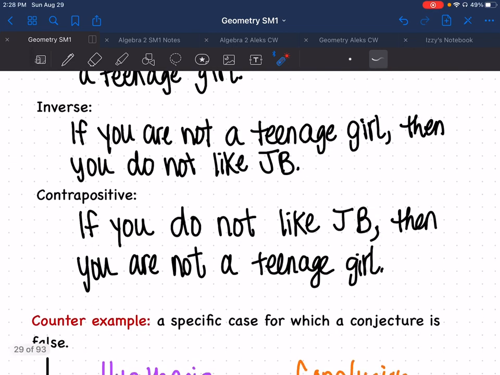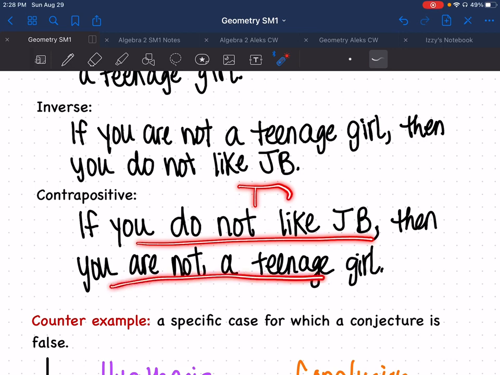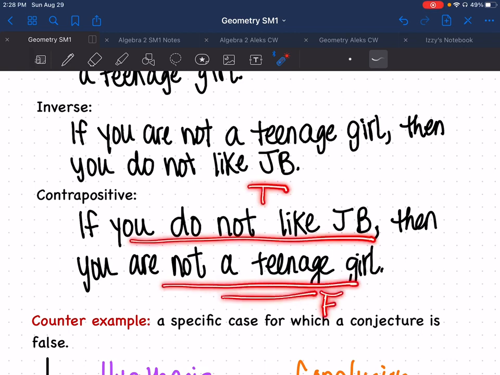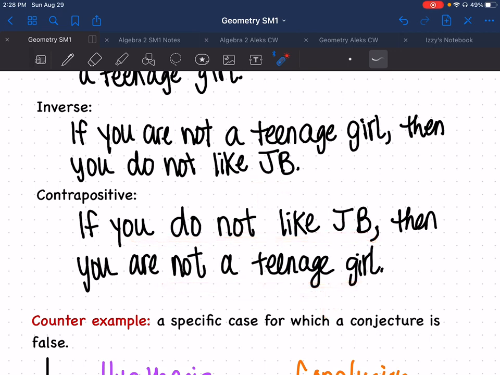And for the last one, if you do not like Justin Bieber, this must be true. It has nothing to do with your age. If you're a teenage girl or you're a teenage boy or you're an adult, or you're a kid, it doesn't matter. Then you are not a teenage girl. Okay? So all we would have to find: if you do not like Justin Bieber, true, then you are not a teenage girl, false. So an example would be a teenage boy that does not like Justin Bieber.